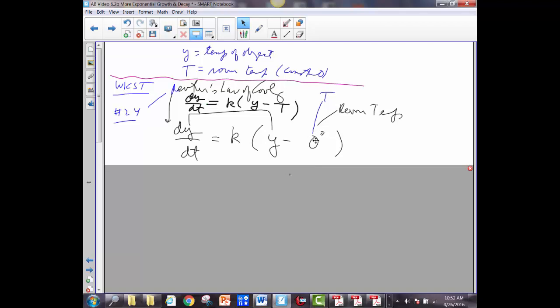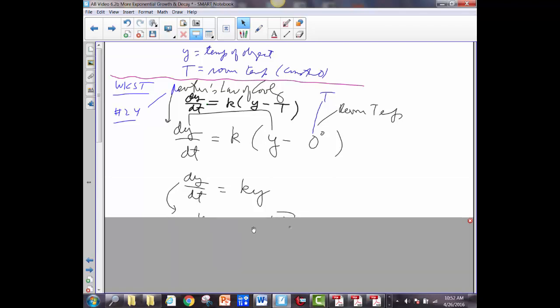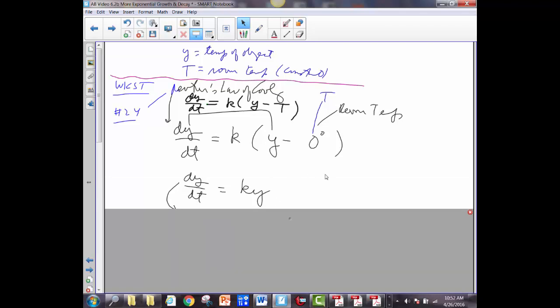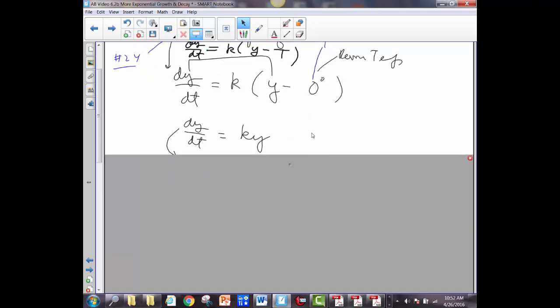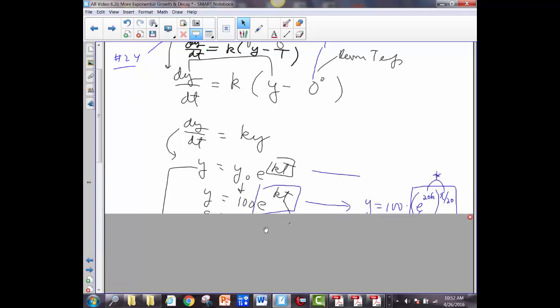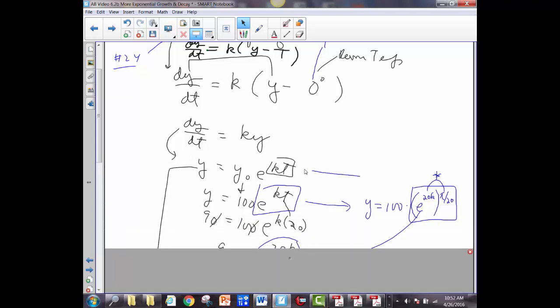Okay, so the room temperature is 0. This is our formula, dy/dt equals k times (y minus T). They'll give you this differential equation, or they'll write it out in words and you can translate. In this particular case, it's easy because the room temperature is 0. It does become dy/dt equals ky, and we change it to y equals y0 times e to the kt.